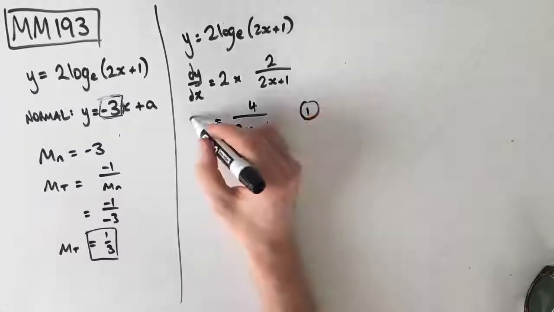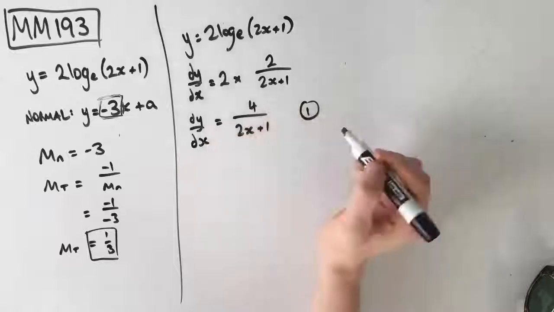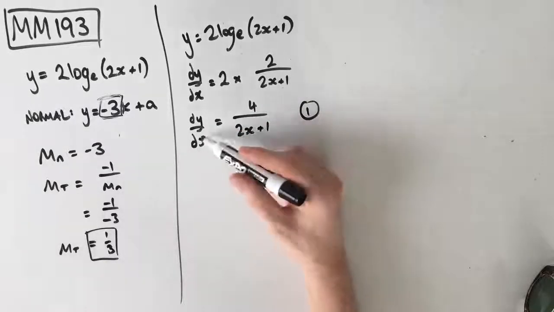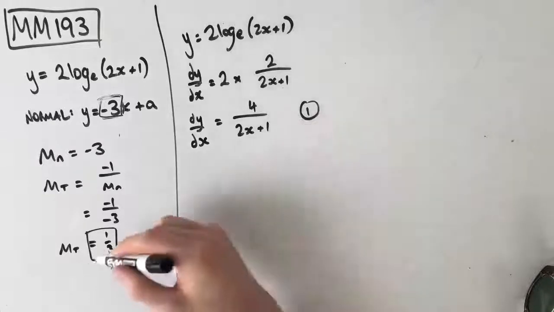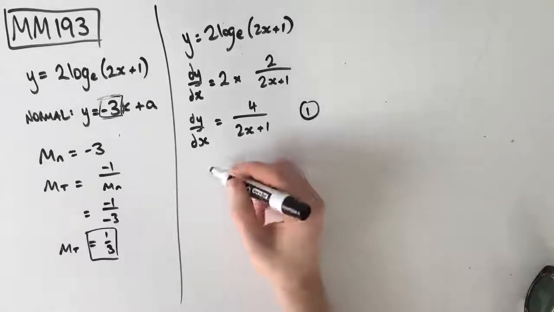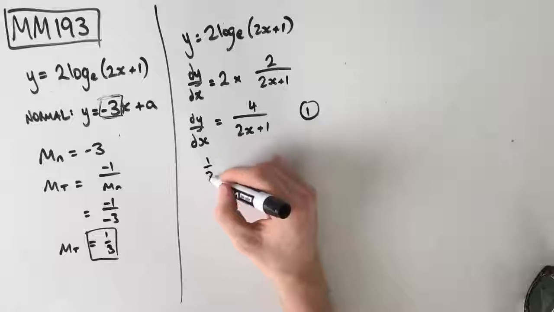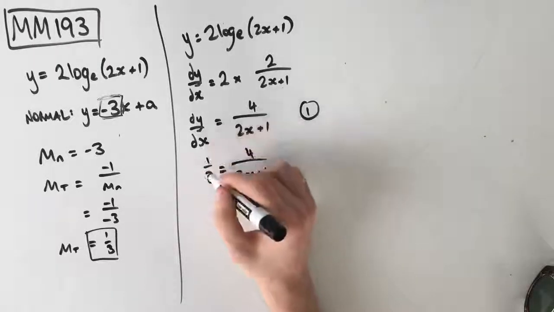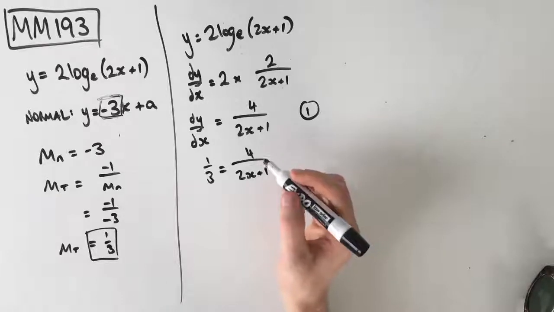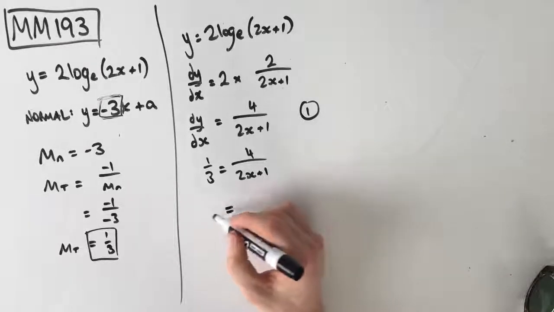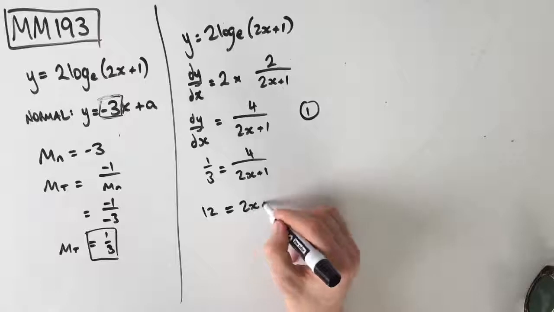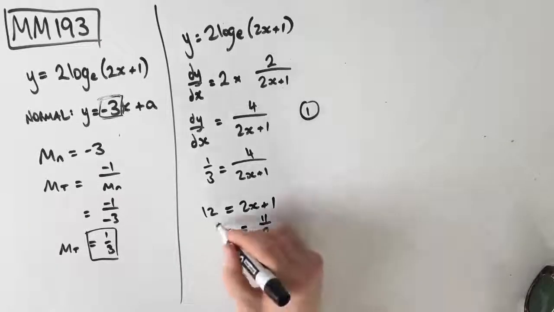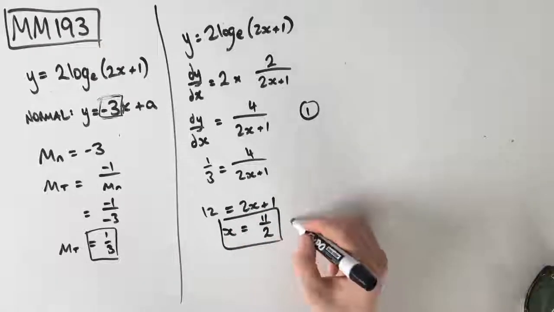Now this is your first mark, guys. That's finding the derivative function, because this tells us what the gradient is at any given x value. We know what the gradient is, but we want to find the x value, which means that 1 on 3 is equal to our gradient function, right, because dy dx is simply our gradient. From here, we can tell that 12 is equal to 2x plus 1, which tells us that x is equal to 11 on 2. That's your second mark.